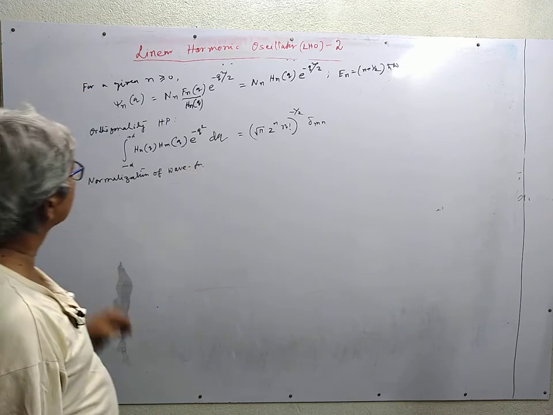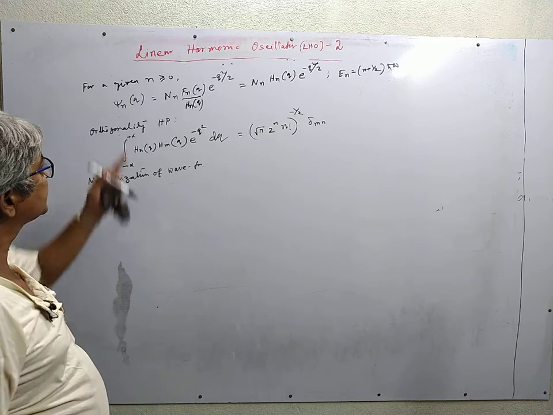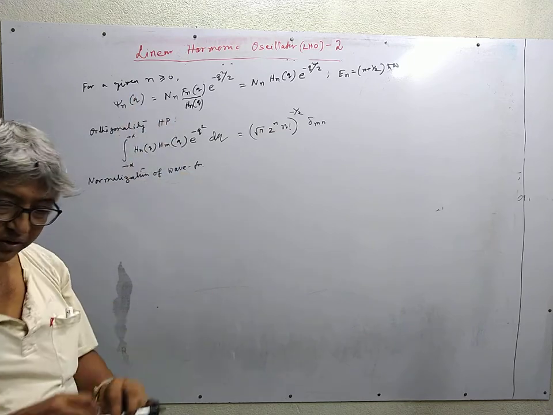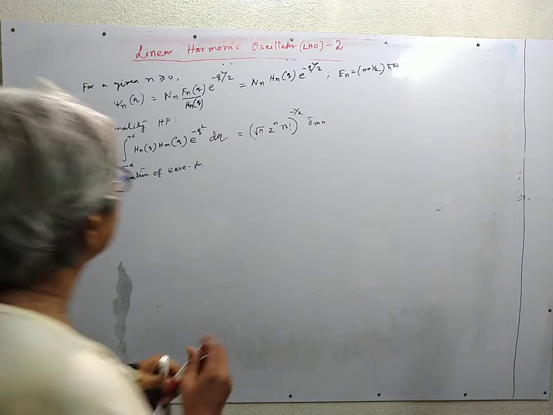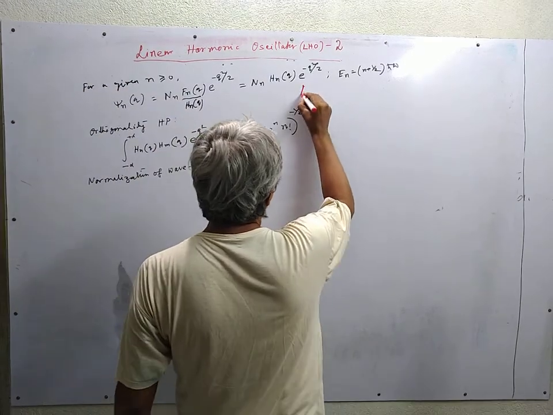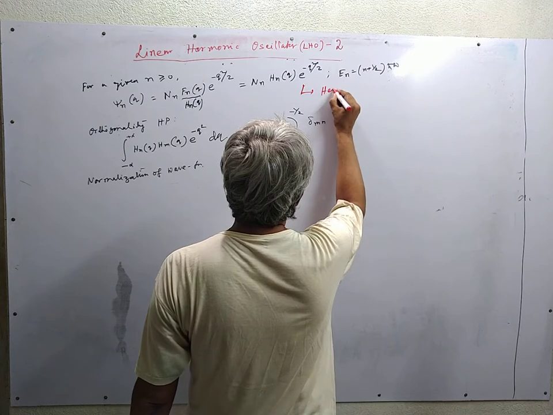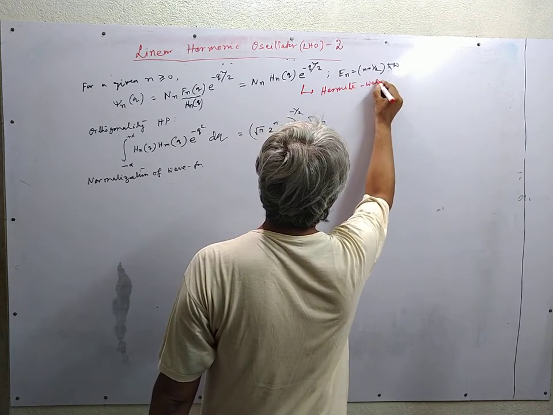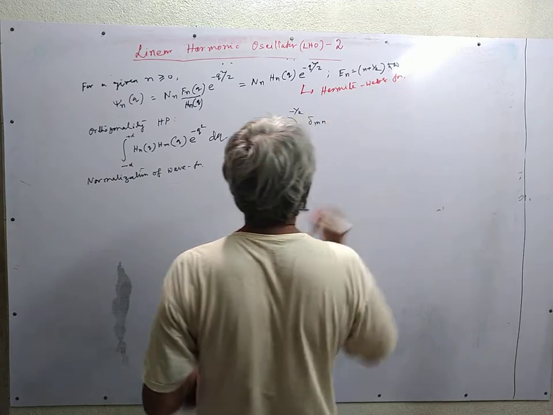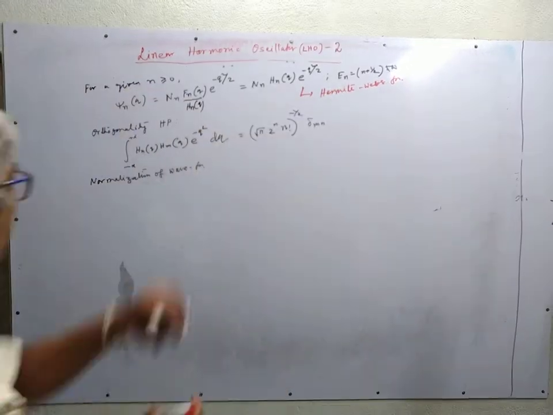So if we consider the normalization of the wave function, one thing I forgot to mention is that this wave function is very important in physics and bears a special name. This is the Hermite-Weber function, known as the Weber function. This entire wave function phi.